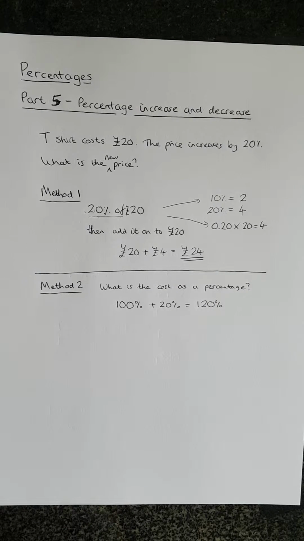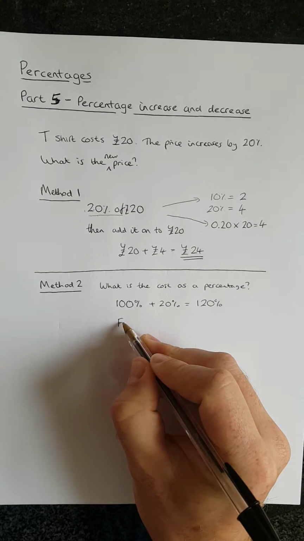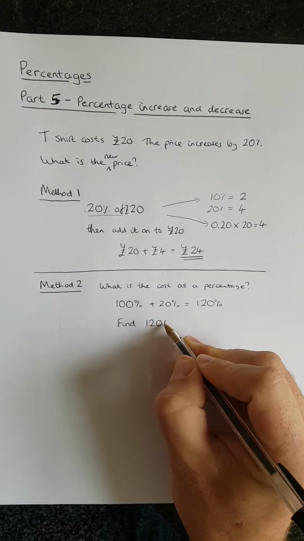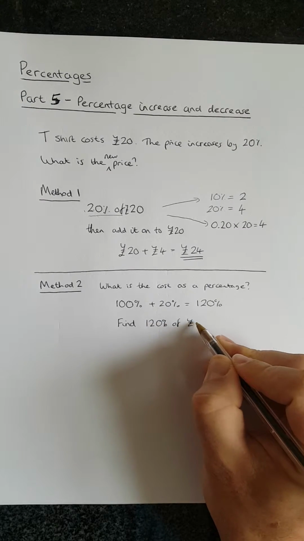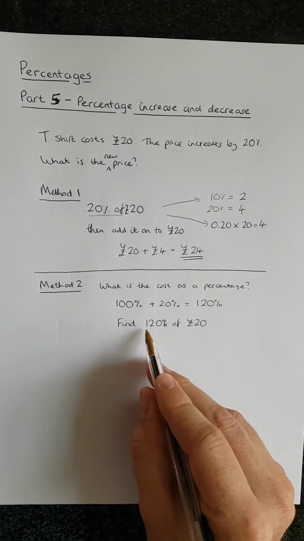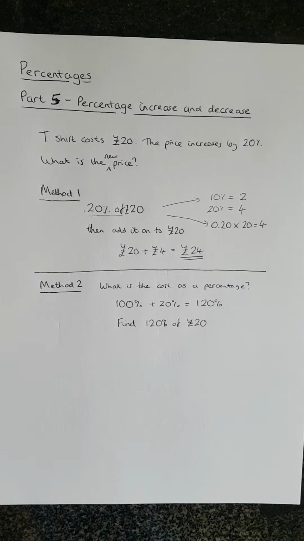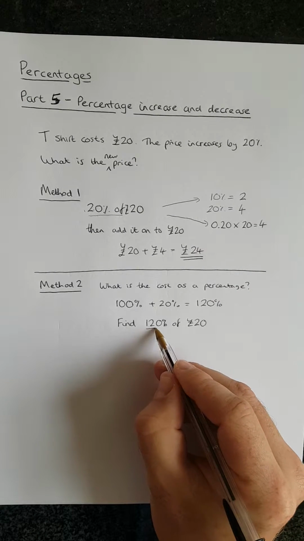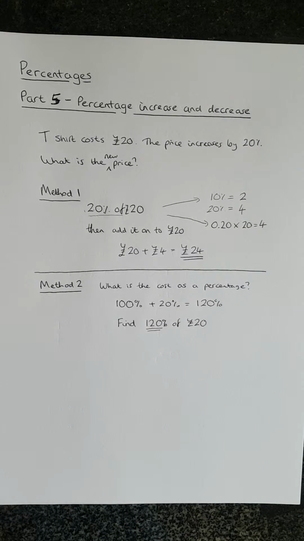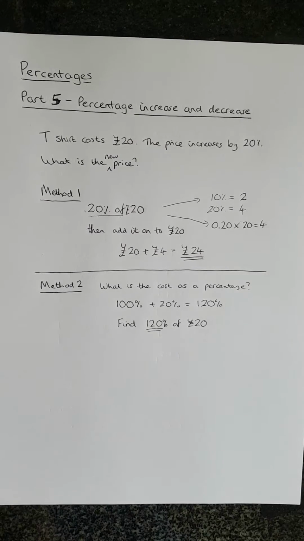Now, if the new cost is 120%, all I have to do is find what 120% of the original cost is. And this will be the new increased answer. You can see it's an increase from looking at the sum because this is greater than the 100% you started with. And if it was lower than the 100% you started with, it would mean it is a decrease. That's right. So, how do I find 120% of 20?